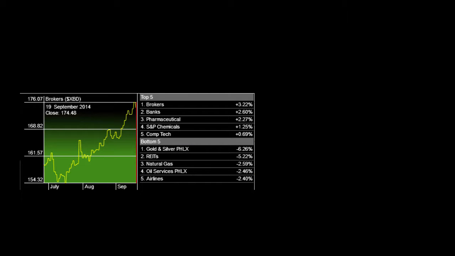Industry rotation the last 2 weeks. All of the top 5 industries are positive, and all of the bottom 5 are negative. Bullish, brokers remains in and continues to lead the top 5. Banks continues in the top 5. Gold and silver continues to lead the bottom 5. Oil services continues in the bottom 5. Comp Tech has entered into the top 5. Bearish, REITs continues in the bottom 5. Disk drives has left the top 5. Oil has left the bottom 5.